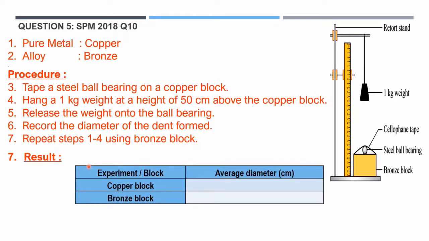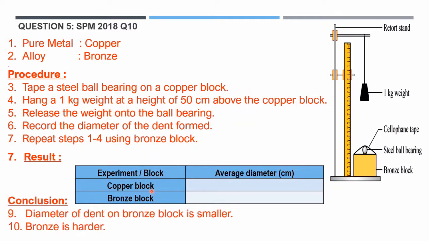Result: you show a table here. Block, we're using copper block and bronze block. Diameter of dent with unit centimeter. Conclusion: diameter of dent on bronze block is smaller. That means bronze is harder than copper. So totally is 10 marks.